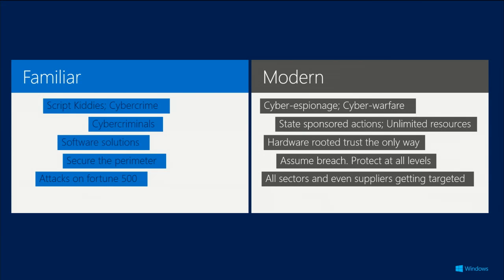Attacks on Fortune 500 companies, that's the normal. Now it's all sectors and it's the suppliers, and that's the key difference. If you are in the supply chain of a big company, you're going to be attacked because they're going to use you to get to the big fish. And you may actually have information that's good enough for them, right? You look at a company like Lockheed or Boeing, right?